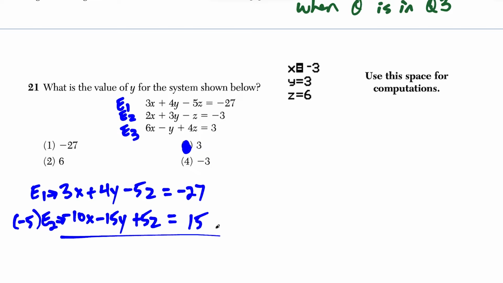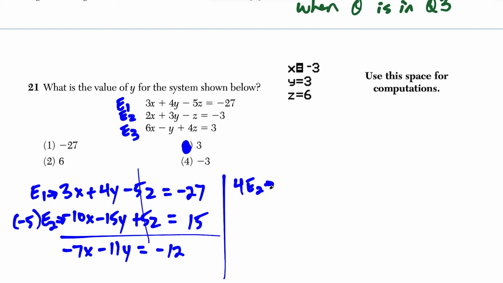I'm doing this so that when I add these equations together, the z terms eliminate. Now we have 3 minus 10 is -7, so we have -7x. And this one works out to -11y equals, and this would give us -12. Next, I want to eliminate the z in this equation. So I'm going to take equation 2, and this time I'm going to multiply it by 4. That's going to give me 4 times 2x is 8x.